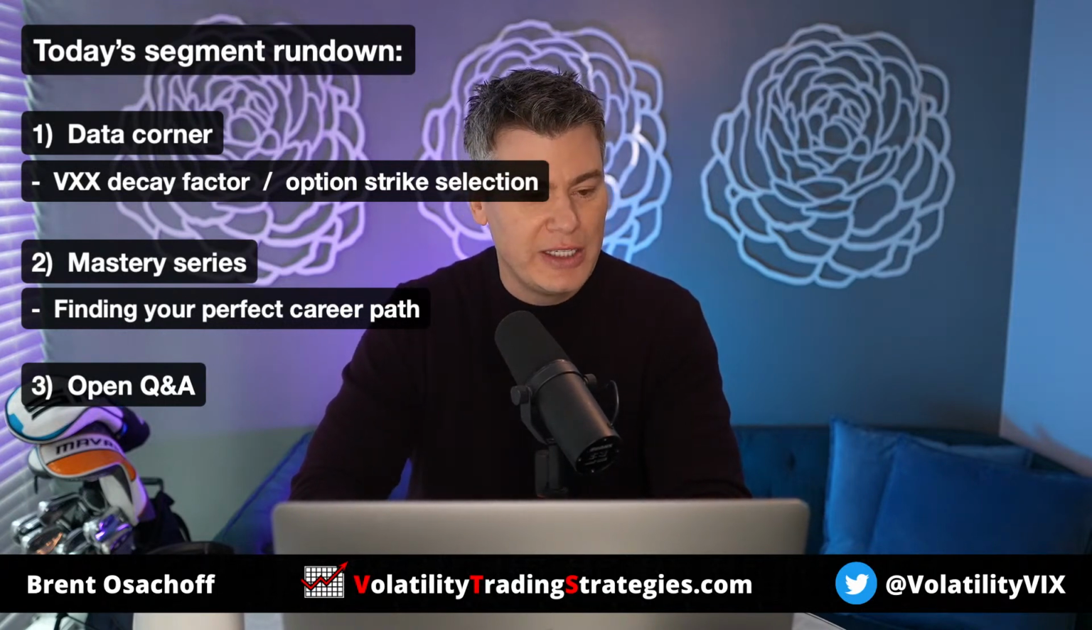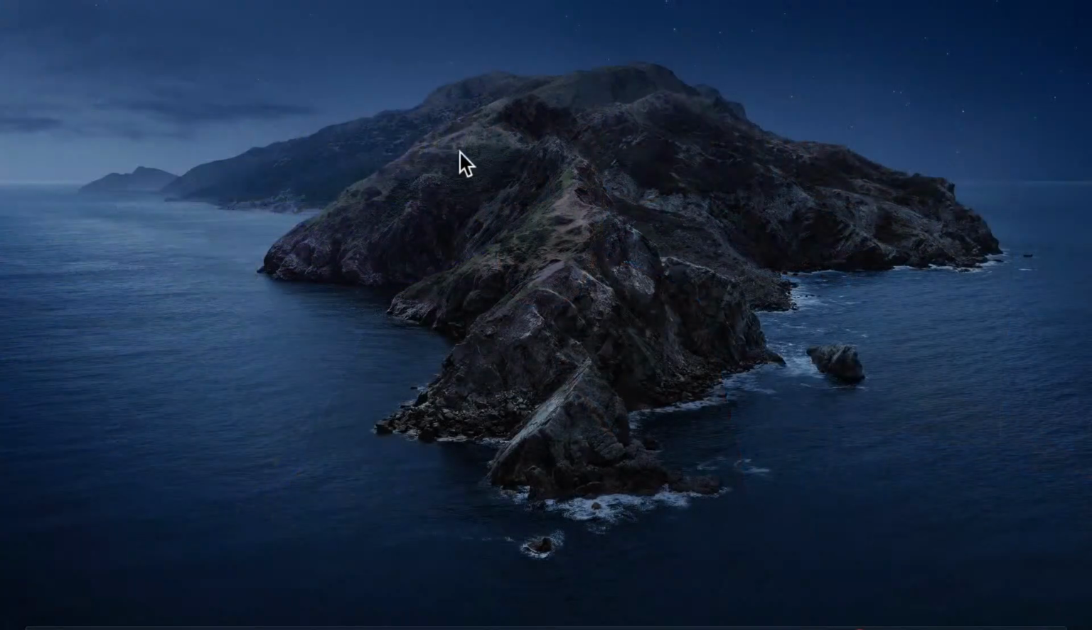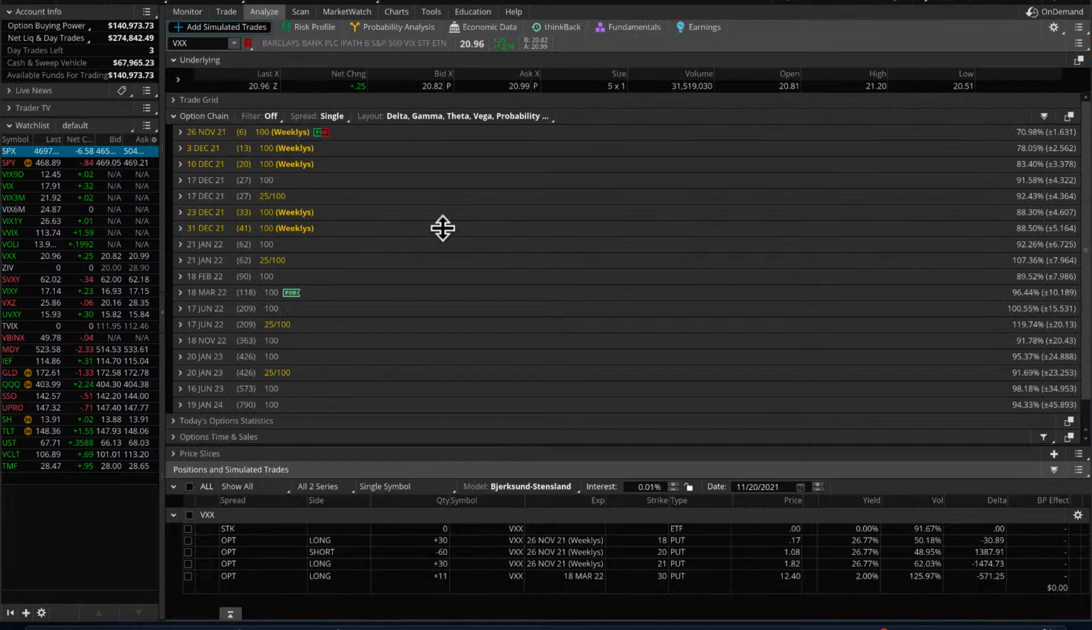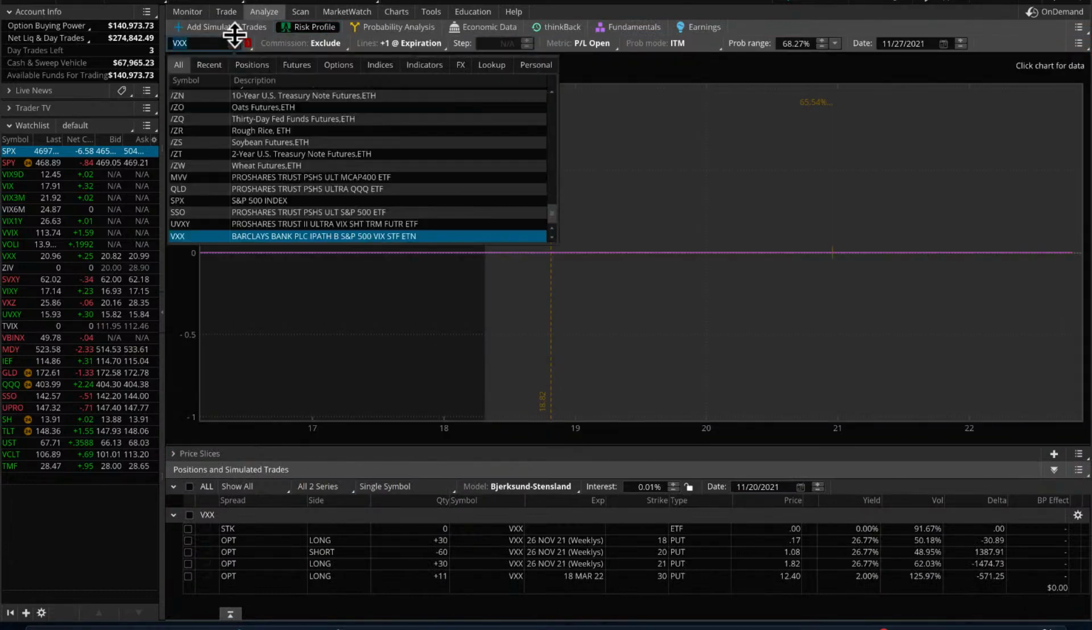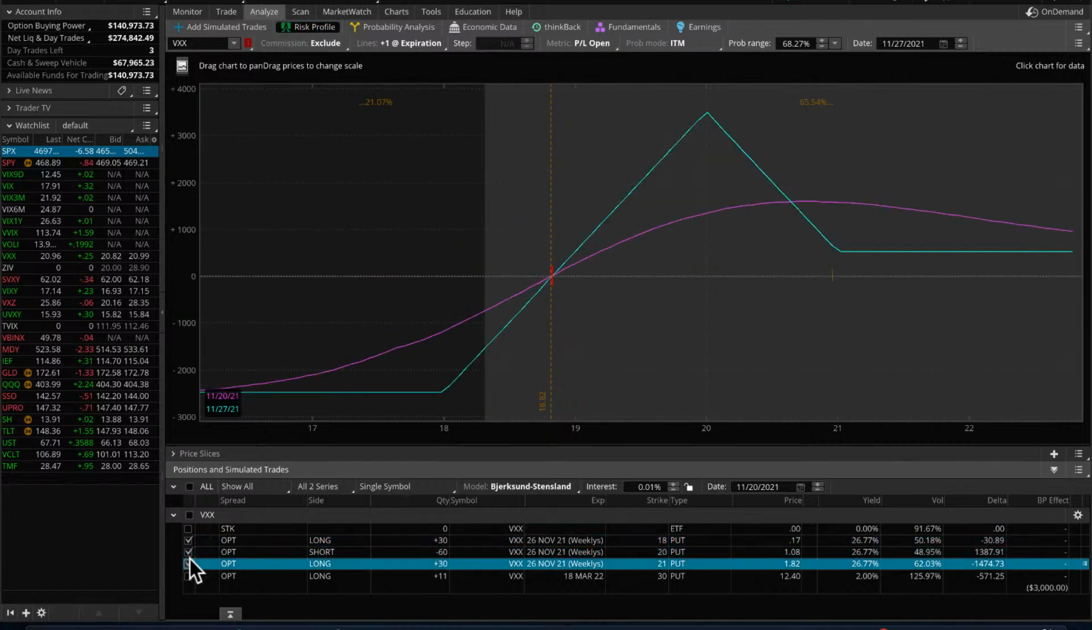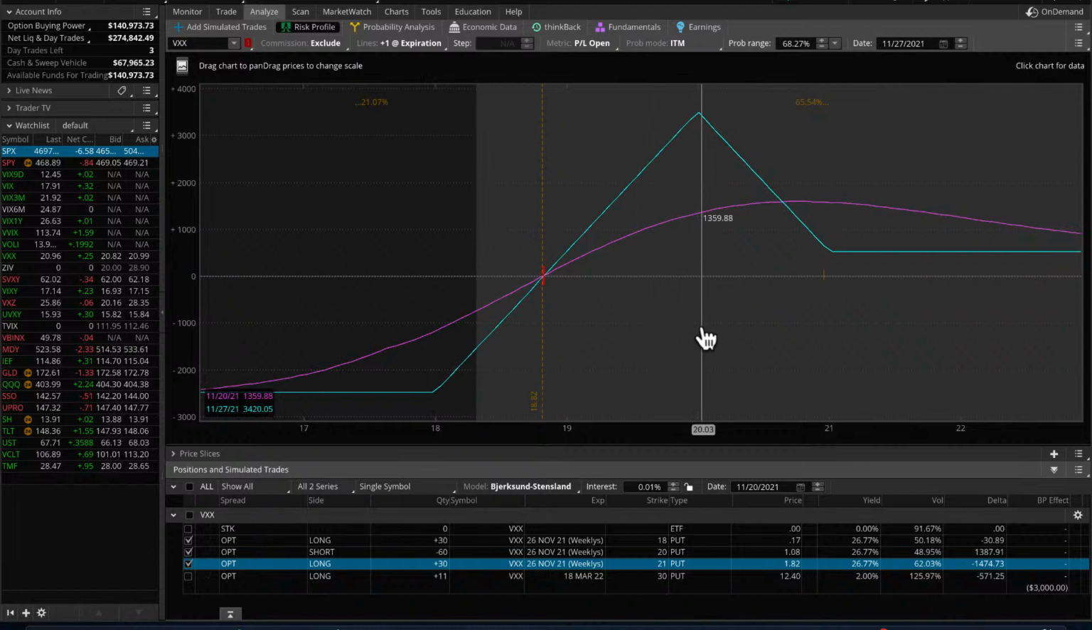Let's get right into what we are talking about with VXX decay. Like I mentioned, the reason this topic is coming up today is because in our last live stream, I was showing people how to size a broken wing butterfly. This is one of my favorite trades to take. I love broken wing butterflies, especially on volatility ETPs. I think they're fantastic. They have a really good risk-reward profile.